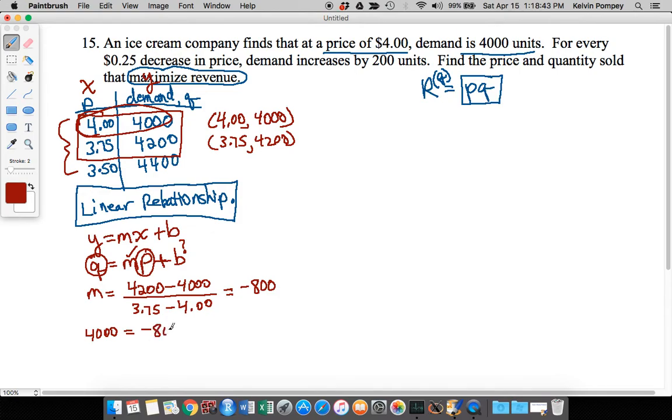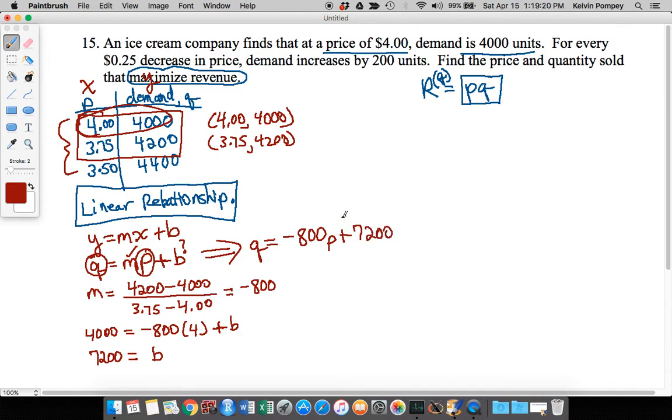My m is negative 800. My p will be $4, or 4. And I'm trying to find b, right? I'm going to speed this up a little bit. Once you do all of this, you're going to find out that you get b equals 7,200, right? Negative 800 times 4 is negative 3200. Add it to both sides, I'll get 7200. All right, so my equation can be written as, with everything in it, Q equals negative 800p plus 7200.